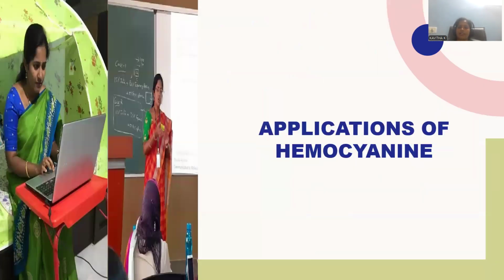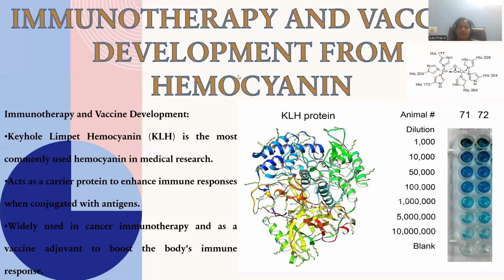Now, let me discuss the application segment of hemocyanin. Hemocyanin takes part in immunotherapy and vaccine development. Immunity boosting is a very important criterion of hemocyanin in addition to oxygen transportation. Keyhole limpet hemocyanin is a material very commonly used for hemocyanin medicinal research. In order to explore the research, keyhole limpet hemocyanin is the material of choice. The research is multifold in order to understand and extend the applicability of hemocyanin, right?